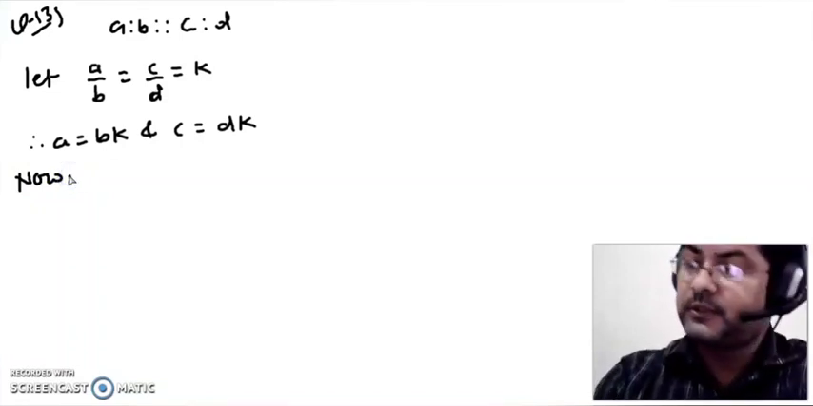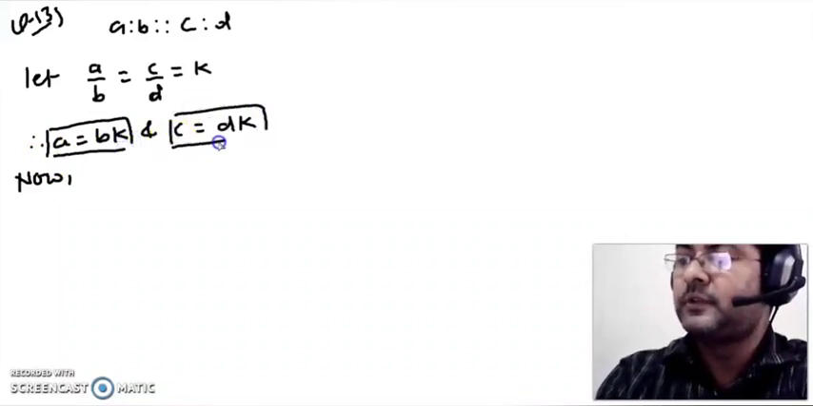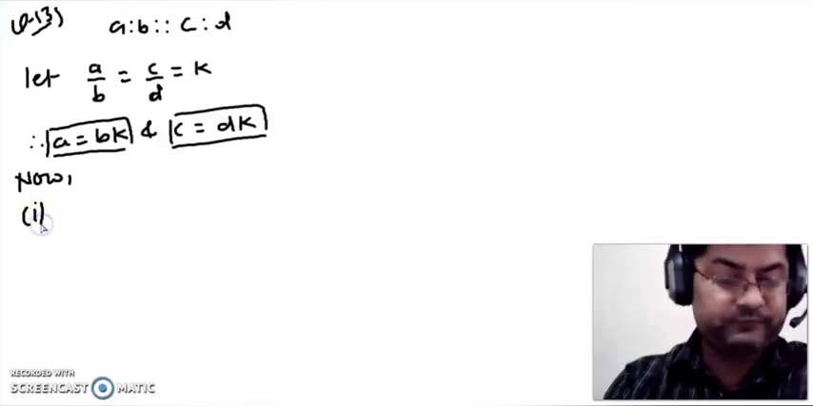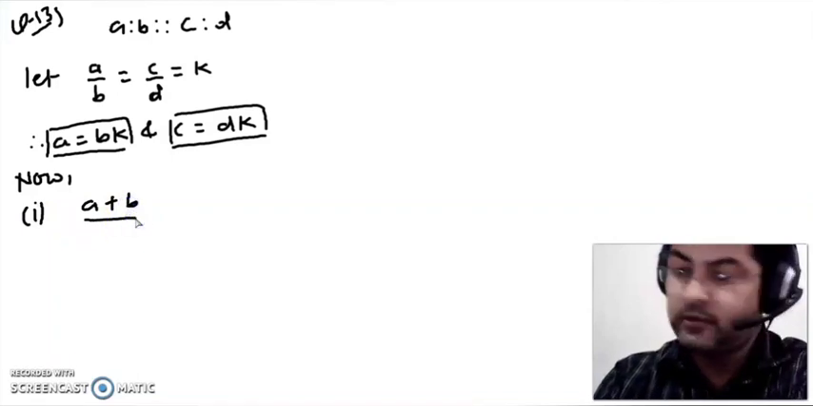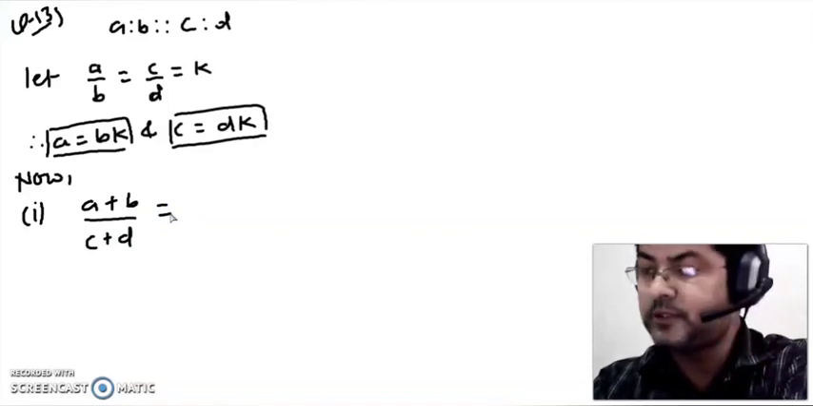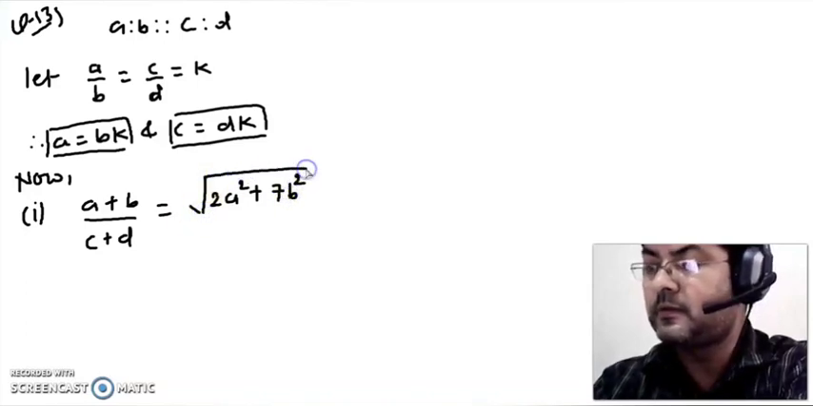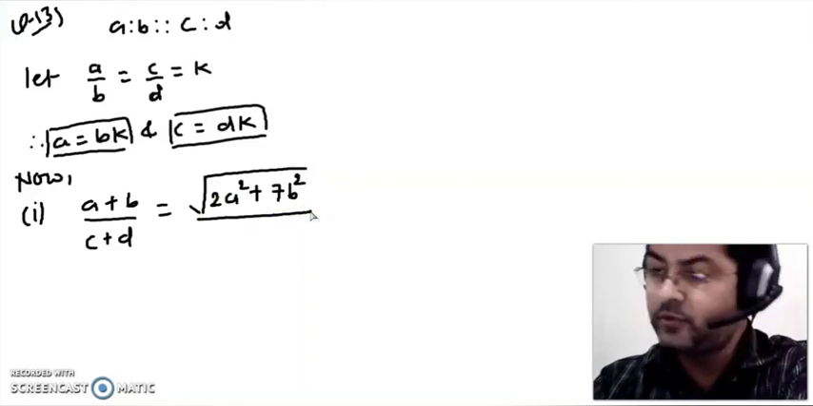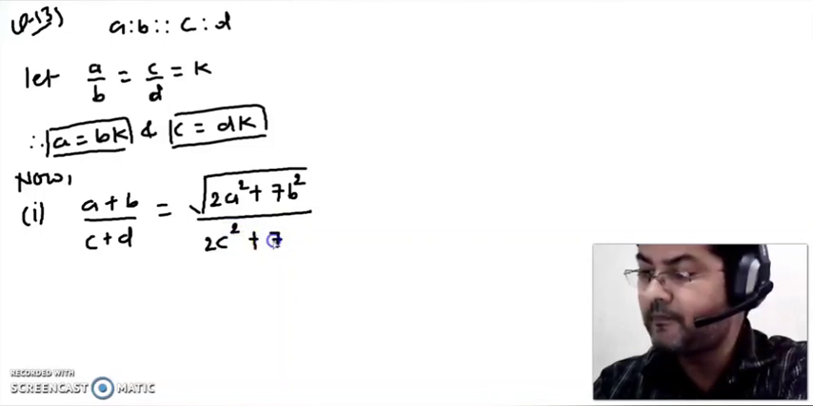Now the first question is where you have to substitute these values. Number 1. A plus B upon C plus D is equal to 2A square plus 7B square upon 2C square plus 7D square.